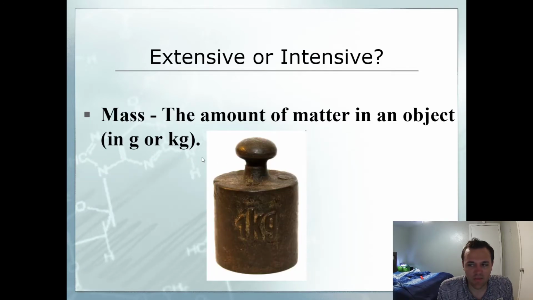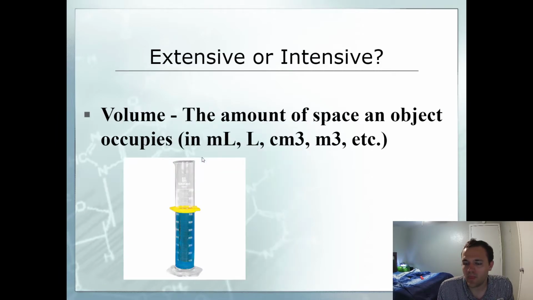Okay, mass, the amount of matter in an object. Does the mass of something change when you have more of it, which would be extensive, or does it stay the same when you get more of that substance, which would mean it was intensive? Okay. Volume, the amount of space an object occupies, extensive or intensive?